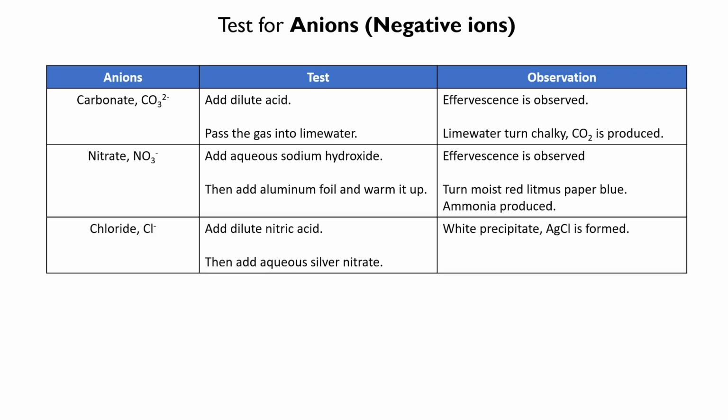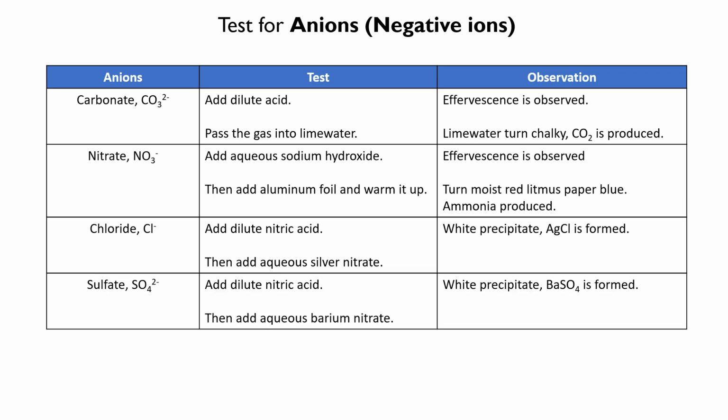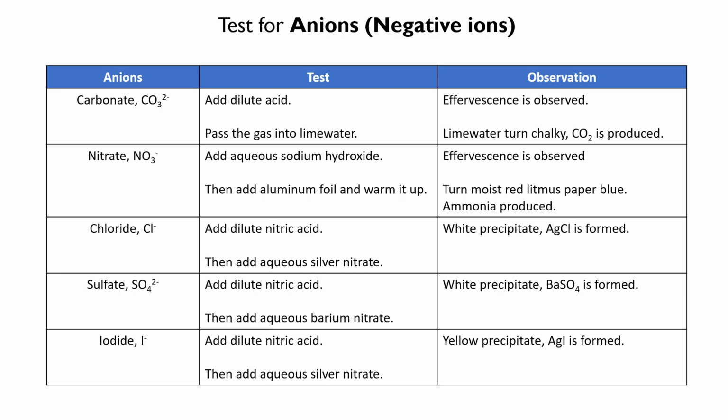Next, to test for chloride, we will add dilute nitric acid followed by adding aqueous silver nitrate. As we all know by the solubility table, silver chloride is an insoluble salt, so a white precipitate is formed. Next, we have sulfate. To test for sulfate, we will add dilute nitric acid followed by adding aqueous barium nitrate. As we all know, by the solubility table, barium sulfate is an insoluble salt, so a white precipitate is formed. Lastly, to test for iodide, we will add dilute nitric acid, followed by adding aqueous silver nitrate. A yellow precipitate of silver iodide is formed.